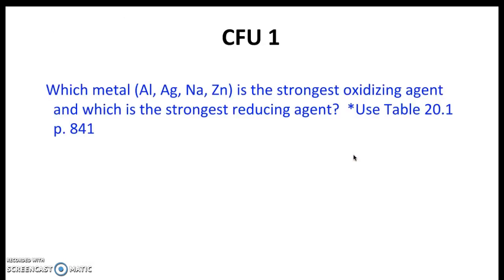All right, so in our CFU, we have several metals here: aluminum, silver, sodium, and zinc. You're asked to find what's the strongest oxidizing agent and which is the strongest reducing agent. For this, you're going to need the table in your textbook, which is on page 841. Pause this video to turn to that page in your textbook and see if you can find the answer.